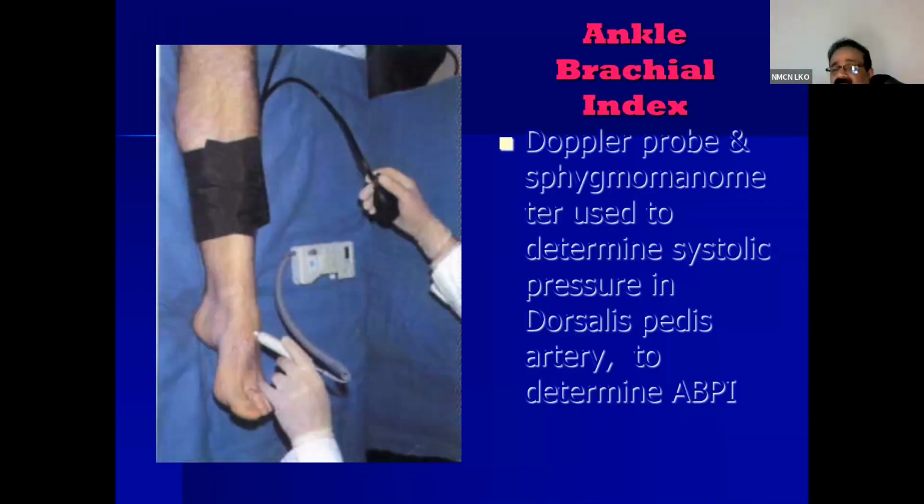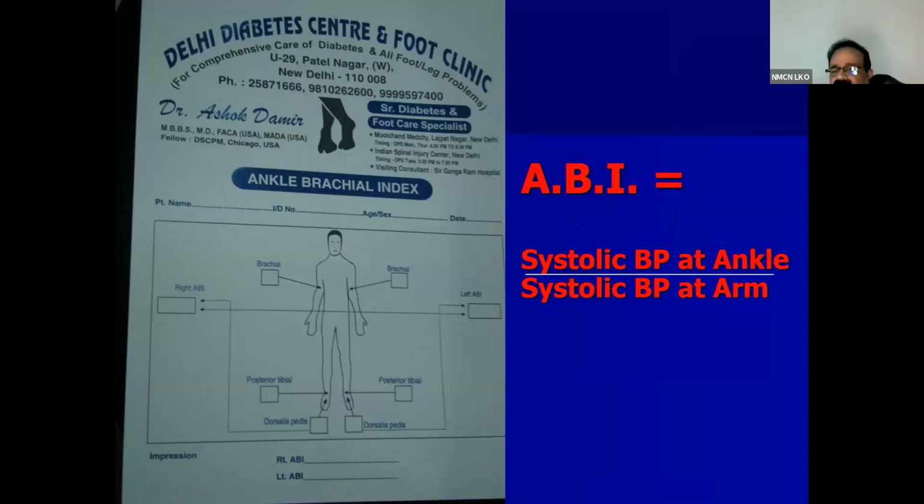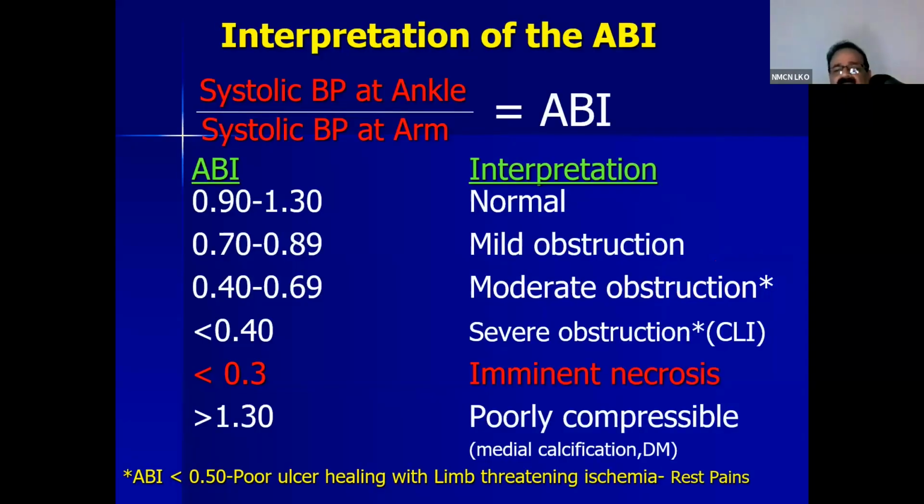Now we come to ankle brachial index. This is very important, a very simple test to be done. It is done with the help of a Doppler probe and sphygmomanometer. This is a manual way, and this is the automatic way of measuring ankle brachial index. And ABI is the systolic BP at the ankle divided by the systolic BP at the arm. And normally it is 0.9 to 1.3.